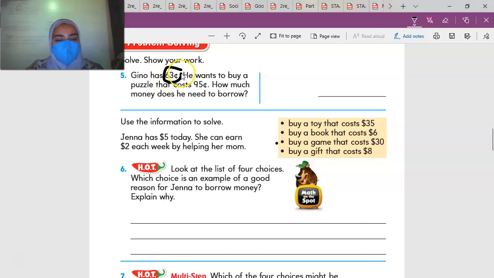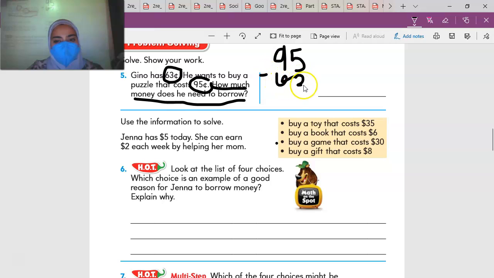Gino has 63 cents. He wants to buy a puzzle that costs 95 cents. How much money does he need to borrow? So how much money does he need to borrow? What am I going to do to solve that, class? Very good. 95 minus 63. 5 take away 3 is, and 9 take away 6 is. So what's my answer?